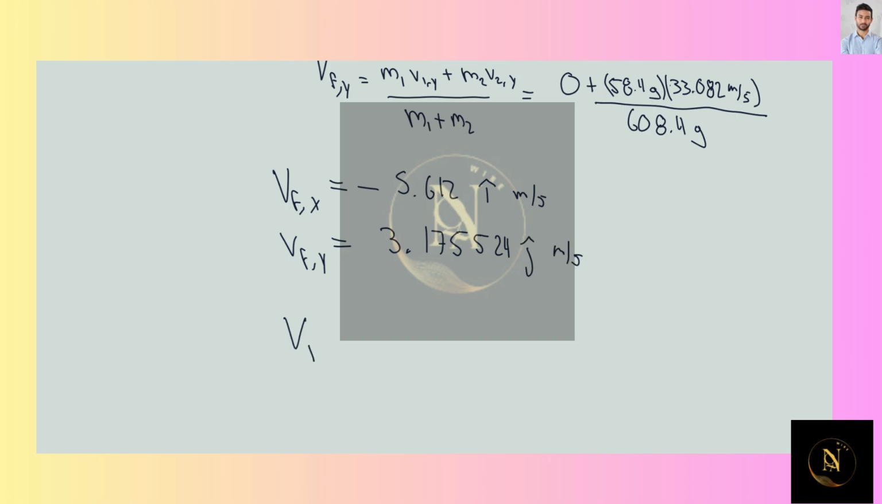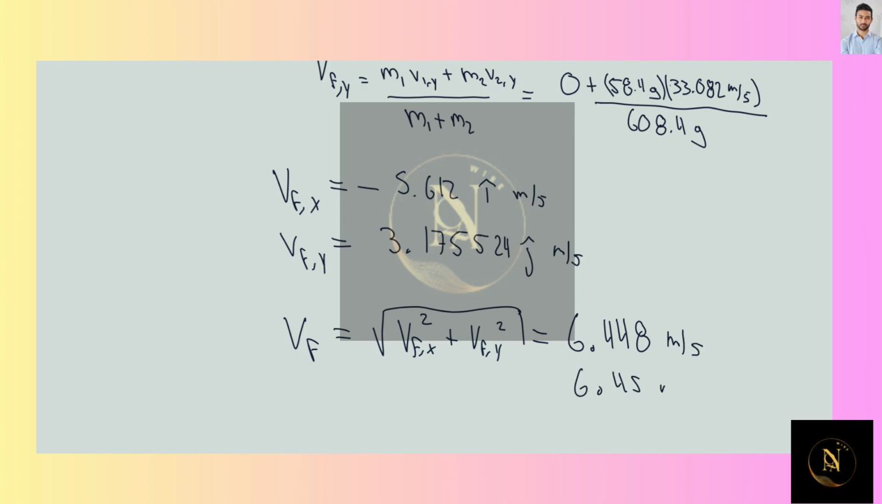And the final velocity as a vector is going to be equal to the square root of the sum of both of these components squared. This is going to give us 6.448 meters per second, which is approximately 6.45 meters per second.